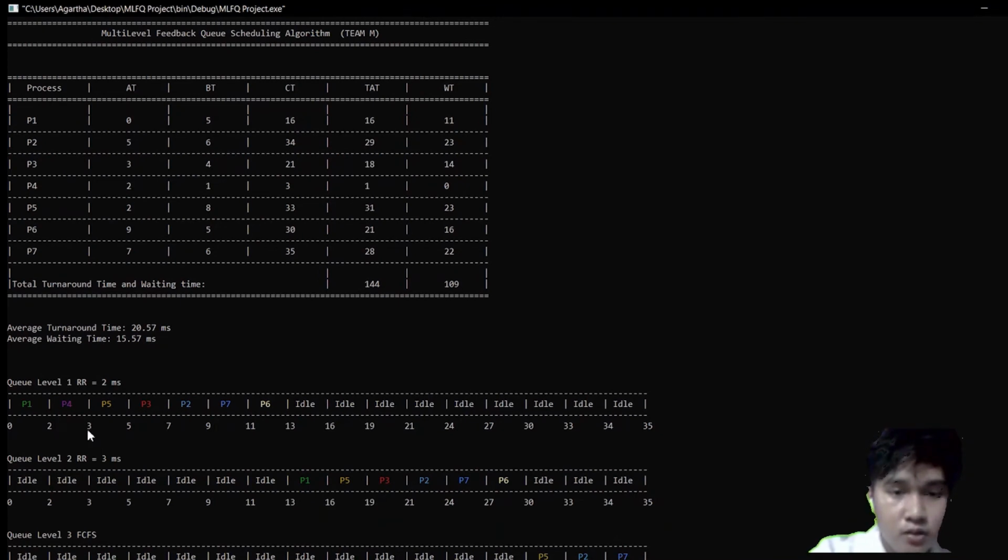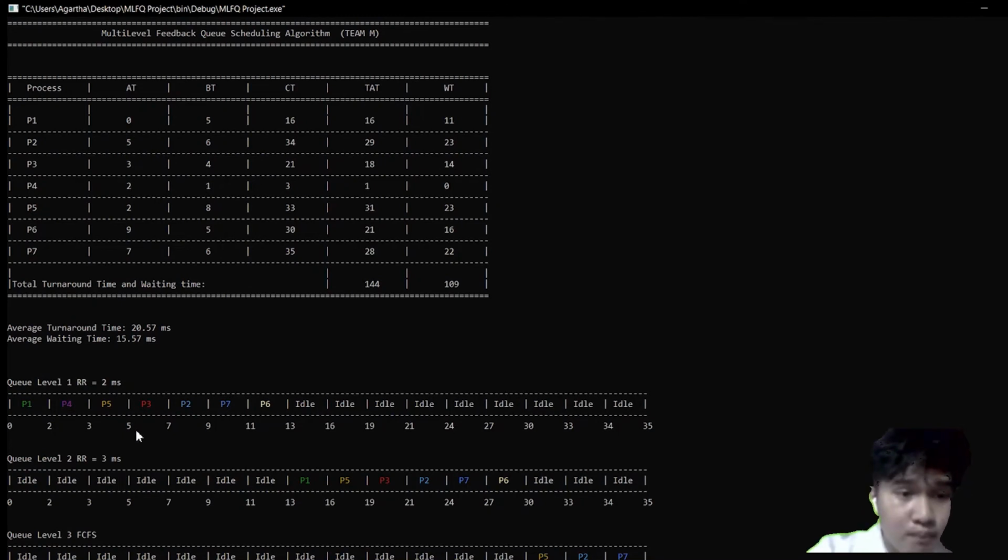Since P4 completed its burst time, we will go now to time 3 milliseconds. At time 3 milliseconds, P5 was ready to execute because P5 has the arrival time of 2. So P5 executed and ended at time 5. Since P5 has a remaining burst time, it shifts to queue level 2.